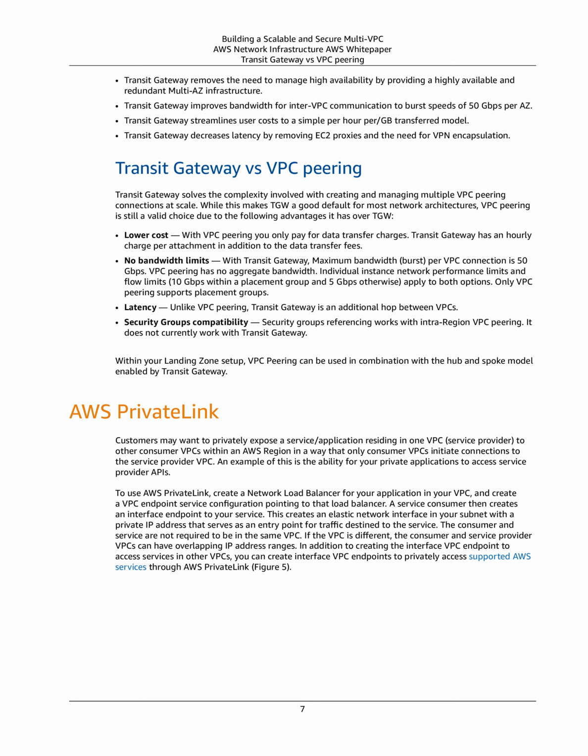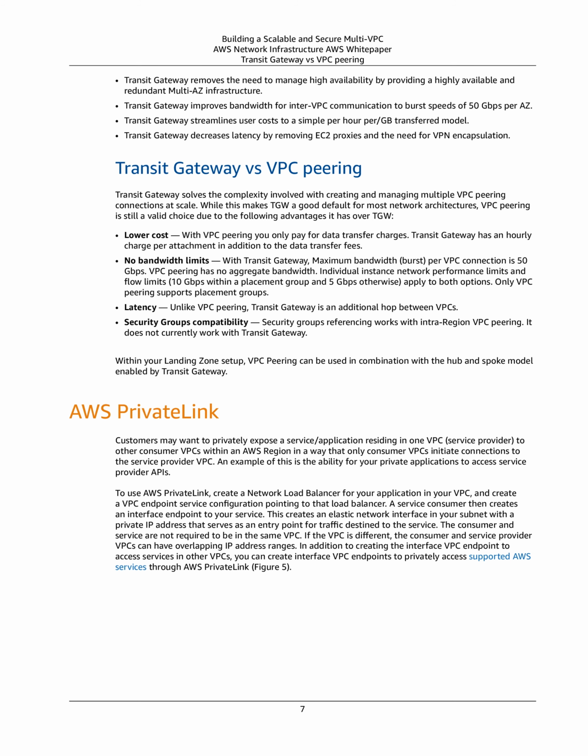To use AWS PrivateLink, create a network load balancer for your application in your VPC, and create a VPC endpoint service configuration pointing to that load balancer. A service consumer then creates an interface endpoint to your service. This creates an elastic network interface in your subnet with a private IP address that serves as an entry point for traffic destined to the service.